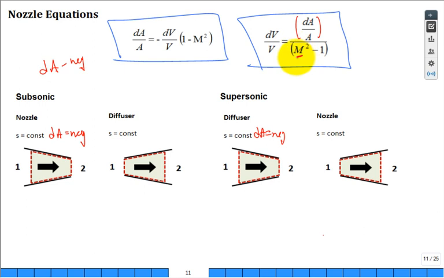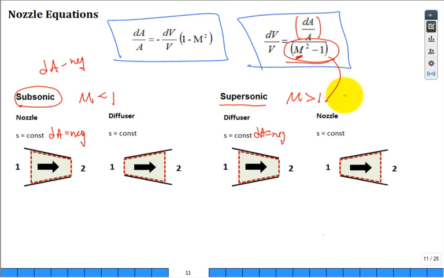You have Mach number squared minus 1. We're going to consider subsonic flow. What's subsonic? Mach less than 1. If I put in Mach less than 1 in this equation, what does this term do? It stays negative. Then we're going to consider supersonic, Mach number greater than 1. What does this term do? It's positive.